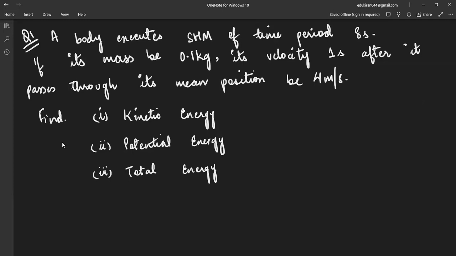A body executes SHM of time period 8 seconds. If its mass be 0.1 kg, its velocity 1 second after it passes through its mean position be 4 meter per second. So you have to find the kinetic, potential and total energy.